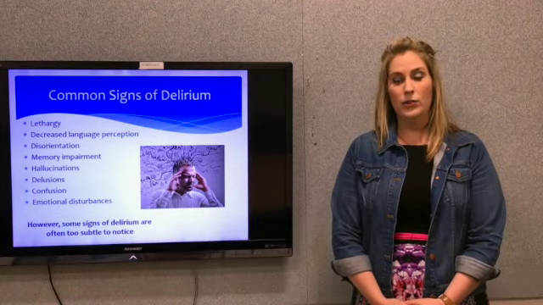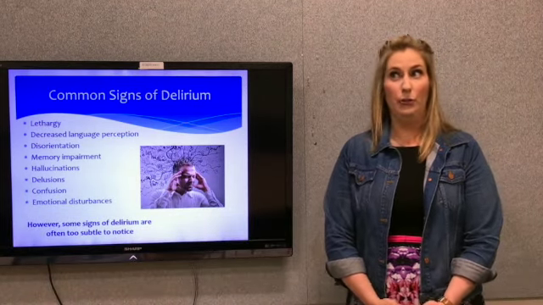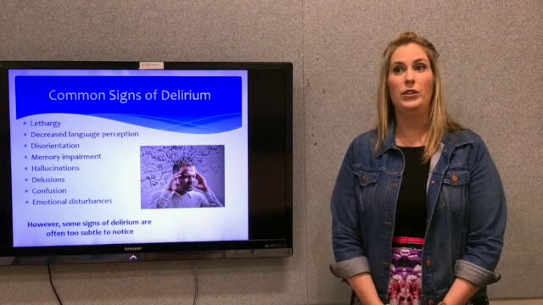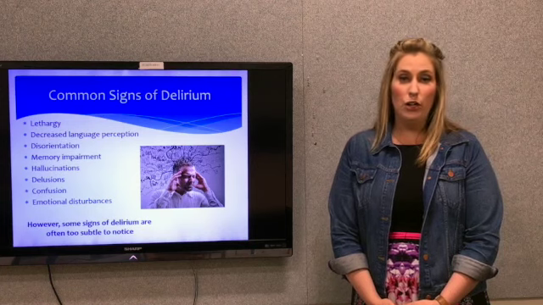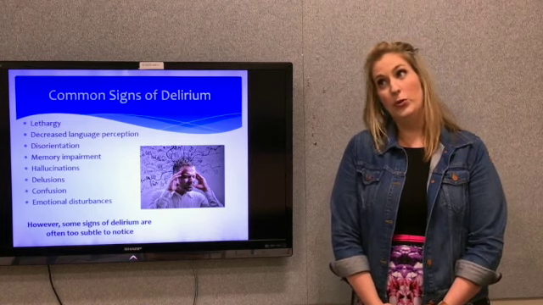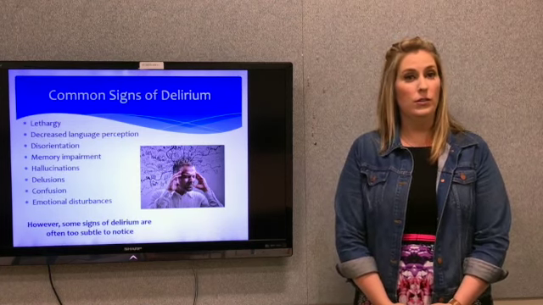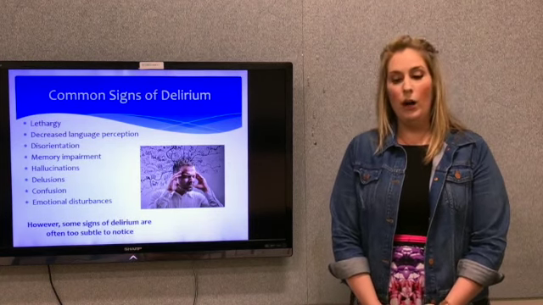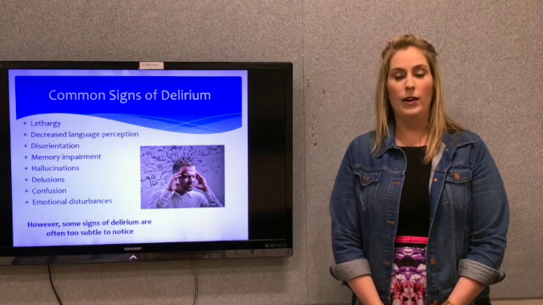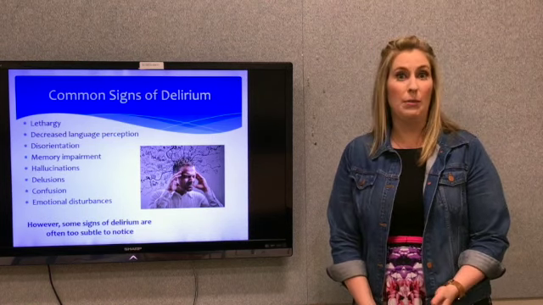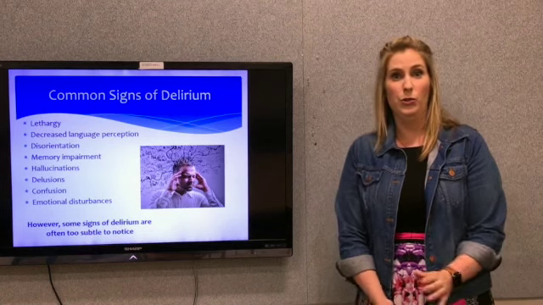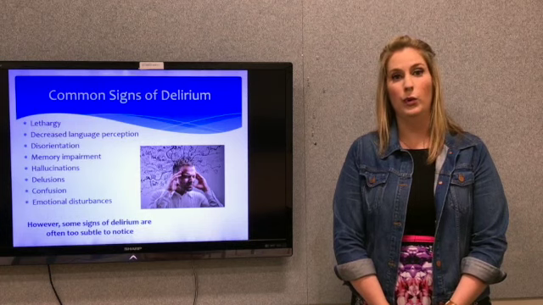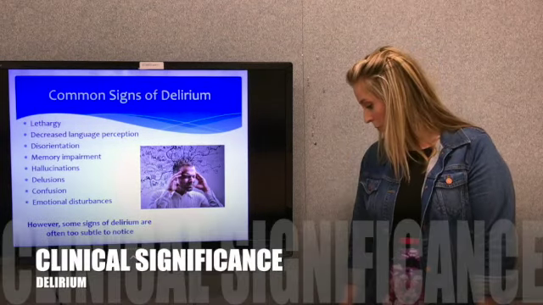So common signs of delirium, which most of you know, are lethargy, decreased language perception. They don't seem to understand what it is you're saying. Disorientation, memory impairment, also inattention, hallucinations, delusions, emotional disturbances, agitation. However, it should be noted that a lot of times these symptoms are so subtle you don't notice them at all. That's why you need to use the CAM-ICU to assess for delirium.